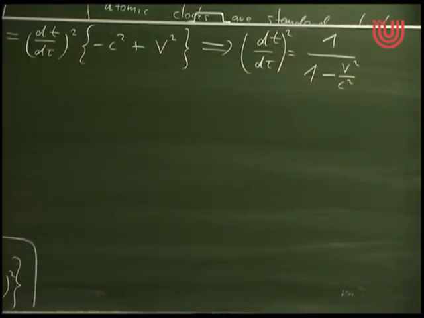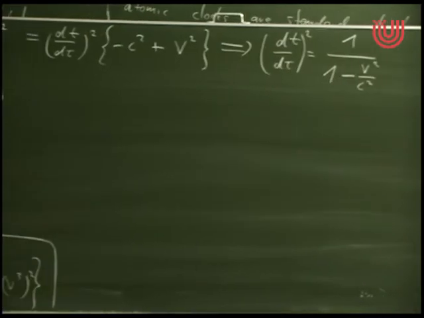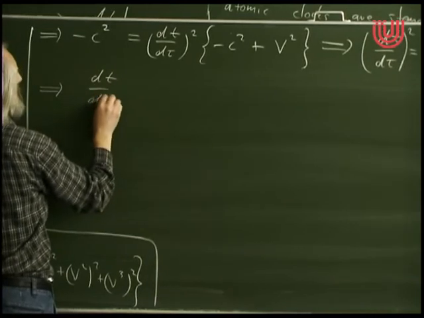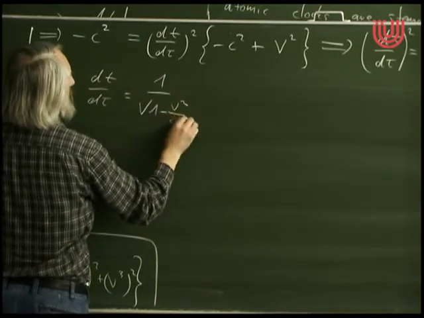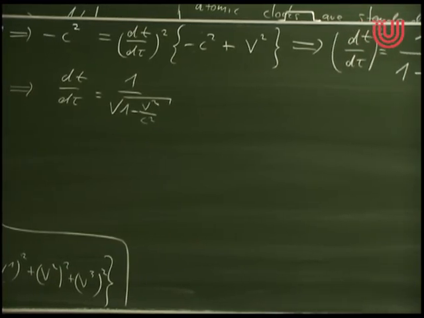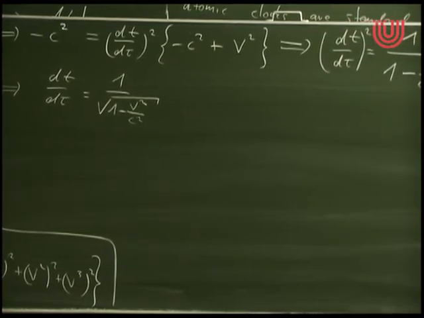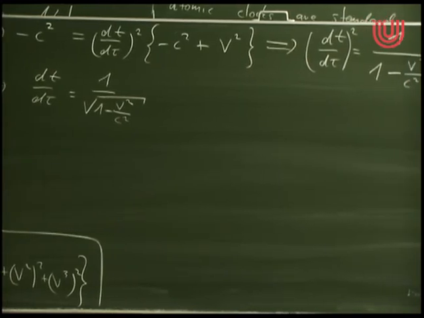And now both t and tau are increasing in the future direction. So if I take the square root, I have to take the positive one. So I get dt by d tau is plus 1 over root 1 minus v squared over c squared. And I think you recognize now the time dilation formula in an infinitesimal version, right? It's only for a small interval where I can approximate my curve.